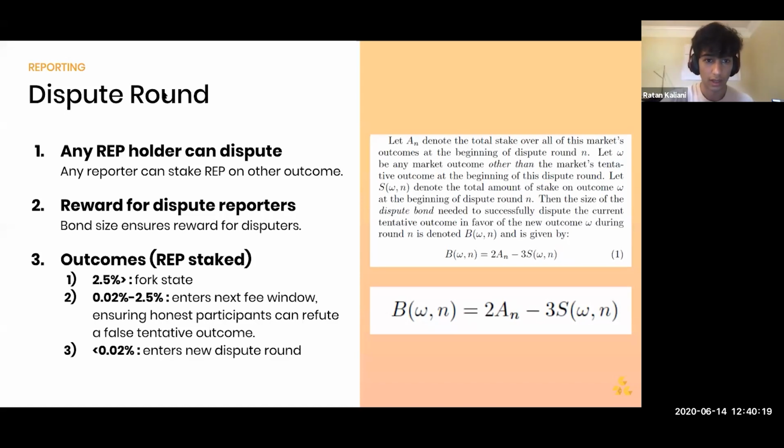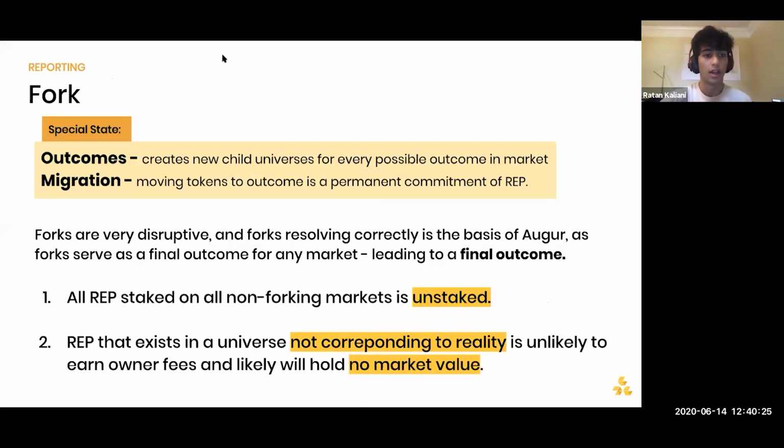So let me move into the next section. Now we'll be diving directly into forks. How forks work is that for every single outcome, there's a new child universe that's created. There's a distinction to be made between traditional blockchain forks, say on Bitcoin, versus what we see on Augur. When you stake on Augur, you're migrating all of your tokens to a specific child universe.